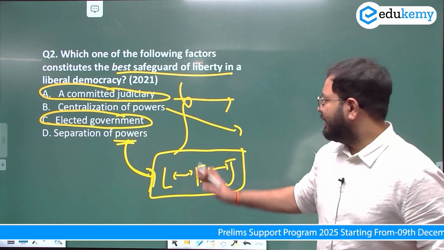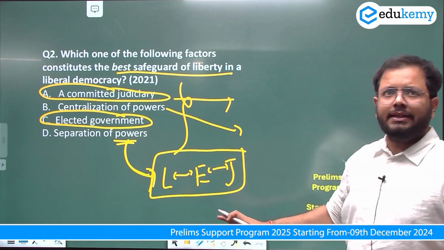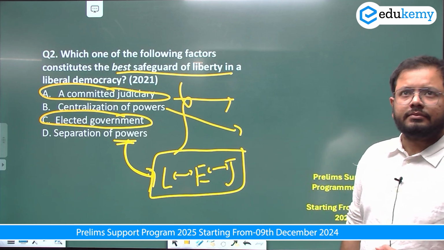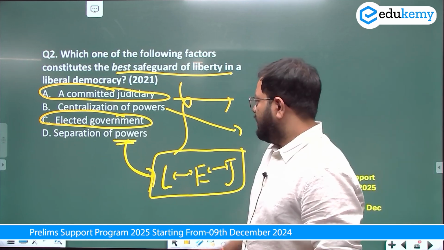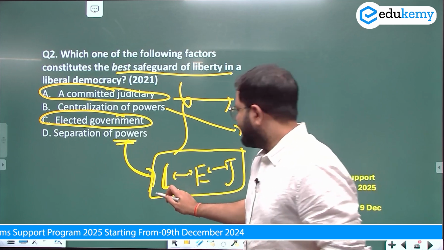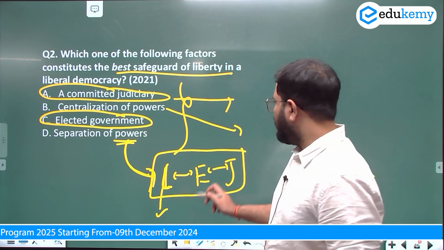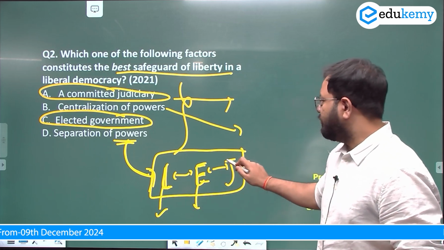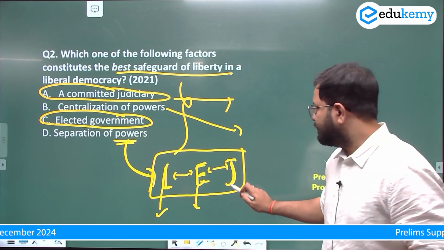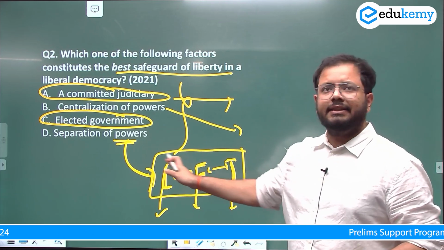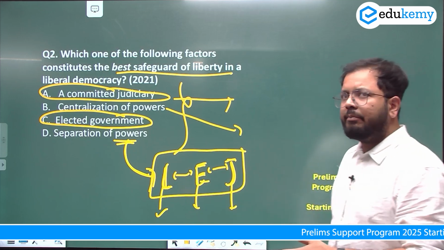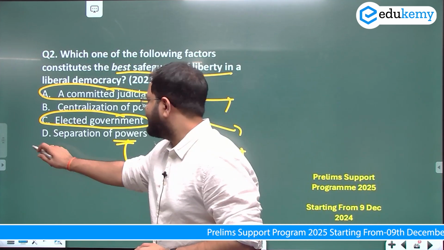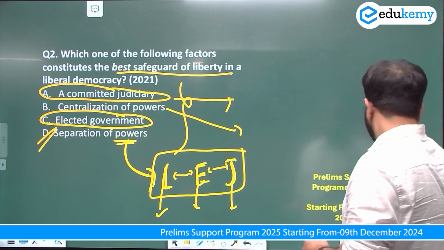नहीं तो क्या होगा? They will encroach each other's domains, and that will actually curtail your liberty in a liberal democracy, because the power or function of legislature is to make laws. The power of executive is to implement those laws, and of judiciary is to correct those laws. अब अगर it will encroach each other's domain, then it will hamper your liberty. So right answer here is D, separation of powers.